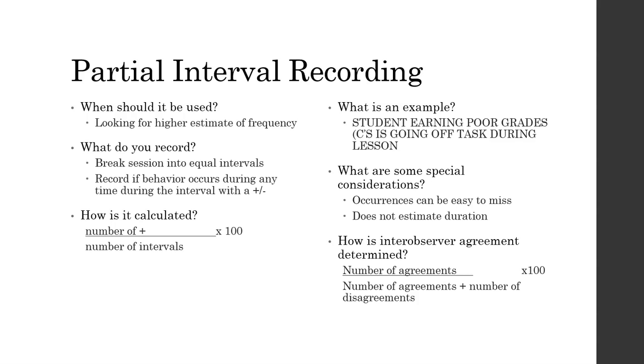So a student earning poor grades, or C's, is going off task during lessons. You break a 40-minute history lesson into 15-second intervals. Anytime the student looks out the window, mark a plus. Notice how this would have looked very different with whole interval recording, considering collecting 3 5-minute sessions at the beginning, middle, and end, rather than trying to record every 15 seconds across a 40-minute lesson. To get inter-observer agreement, you take the number of agreements and you divide by the total number of agreements and disagreements.